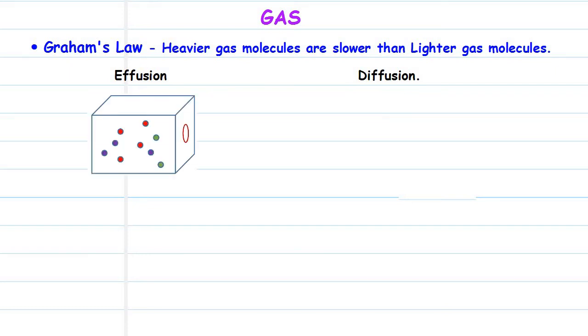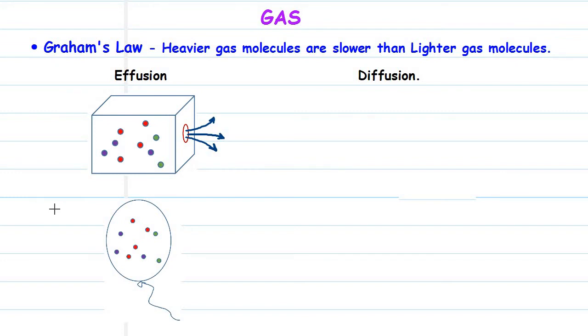Here we have a container of gas molecules, and on the surface of this container, there is a tiny hole in here. And when there is a tiny hole, gas leaks. And heavier gas molecules tend to leak or effuse more slowly than the lighter gas molecules. And in some cases, they may give you a balloon. And in this balloon, there are gases such as helium, or sometimes nitrogen, oxygen, carbon dioxide, or a mixture of these gases.